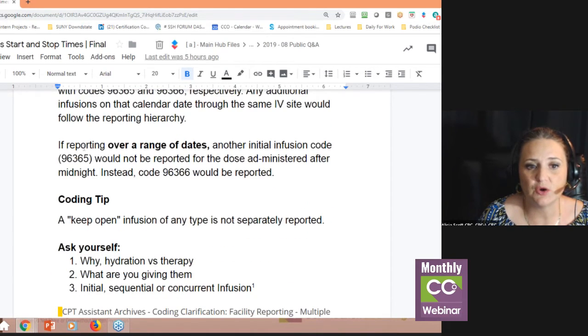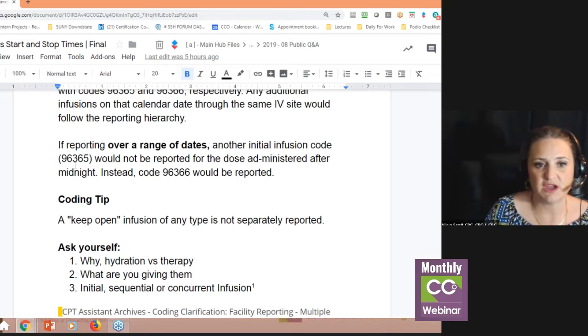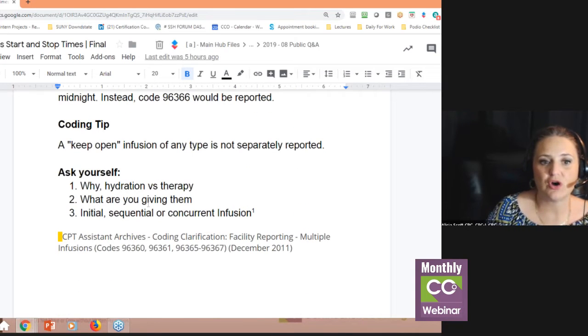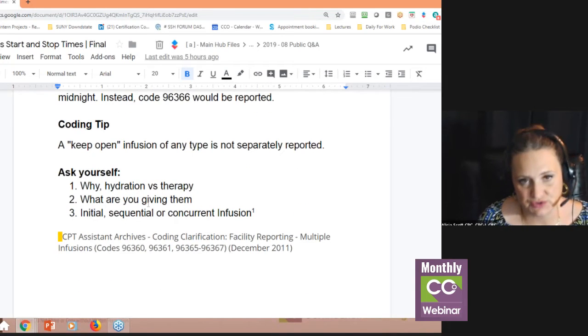So ultimately, though, some coding tips. Okay, if you're going to code over a range of dates, right now we're not talking whether the patient was ER versus observation. We're doing dates. And the initial infusion code, okay, we've got 65 there. You would not report for the dose administered after midnight. Instead, you're going to use the 66 code. So this is a term called keep open infusion.